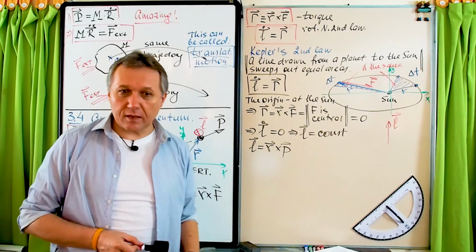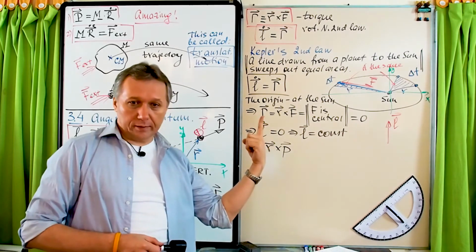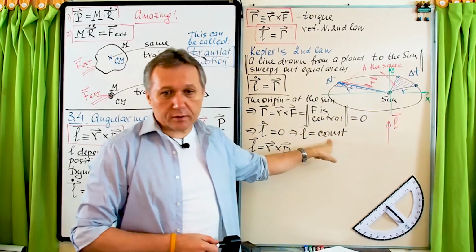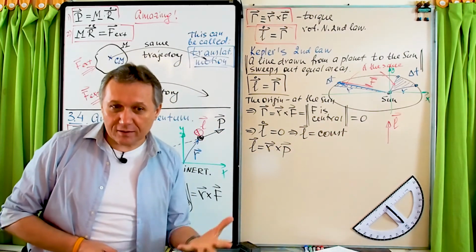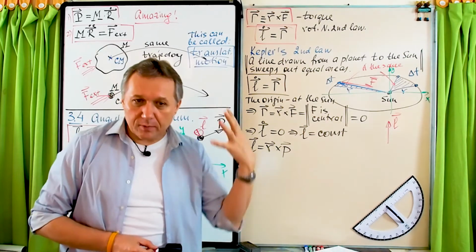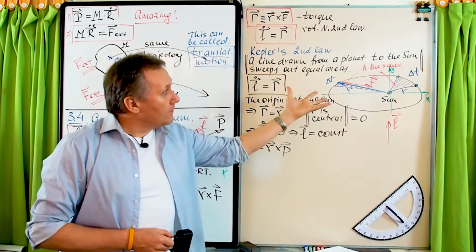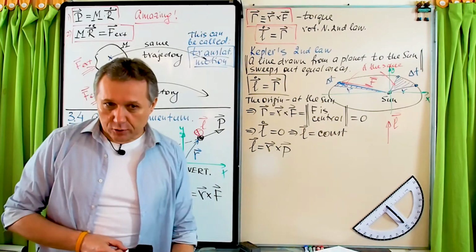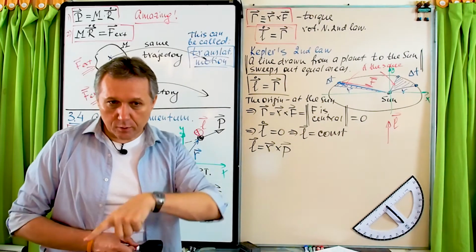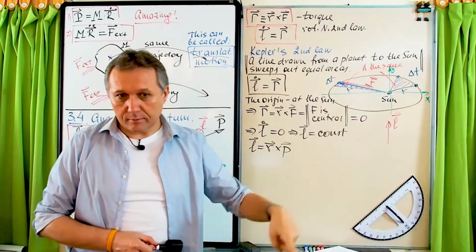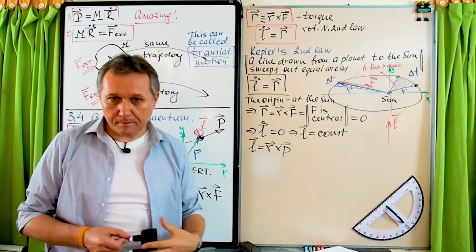If they are not in the same plane, then L will start wobbling. But L is constant, we just showed that. So it means that the motion is two-dimensional, right? That the Earth moves in the same plane, every time you can find that plane.